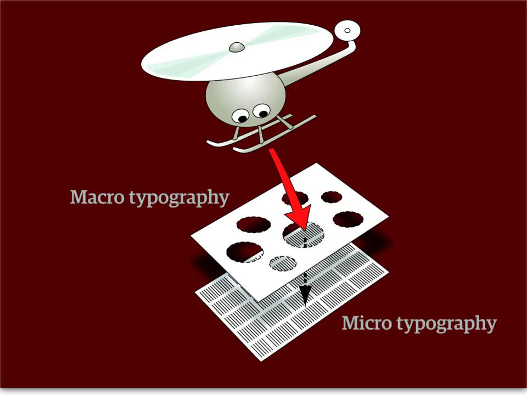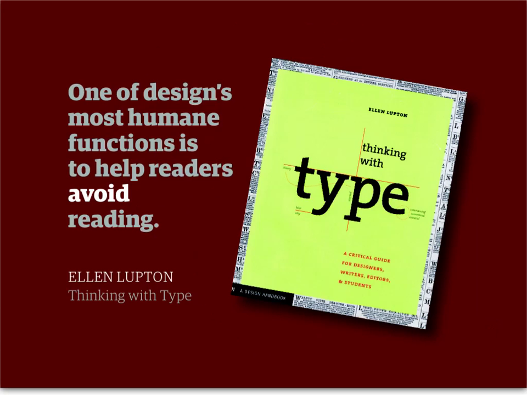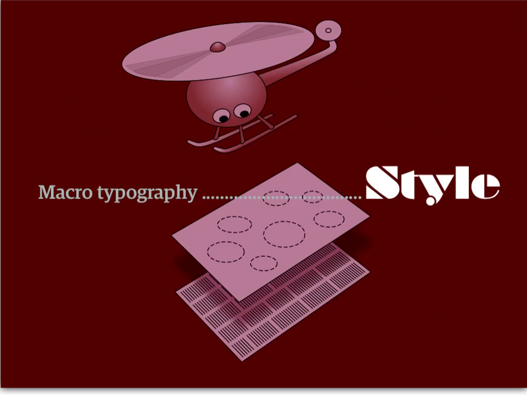Then, if the landing spots have stirred the reader's appetite for more, he or she may descend to the bottom layer in order to read the story in full. However, the macro typography should not merely be seen as bait. It should also work as a super condensed version of the contents, helping the reader to decide what to read and what not to read in depth. As Ellen Lupton puts it in her book Thinking with Type, one of design's most humane functions is to help readers avoid reading.